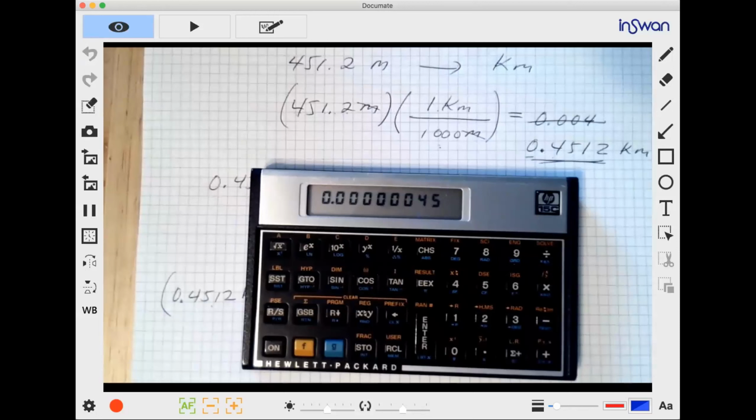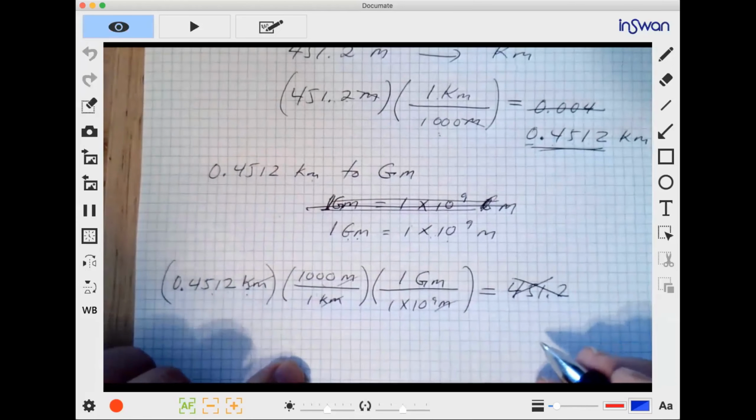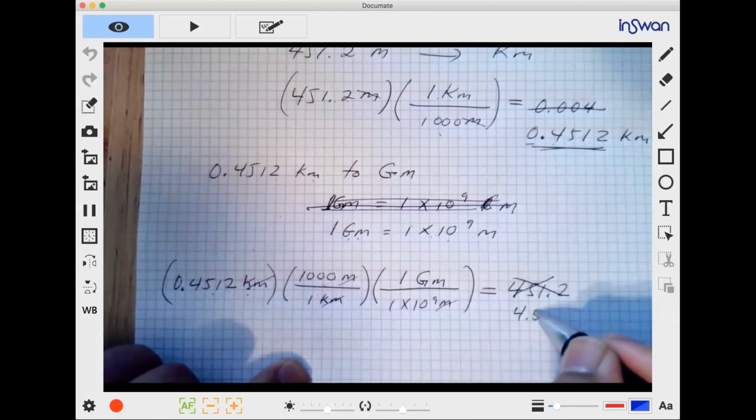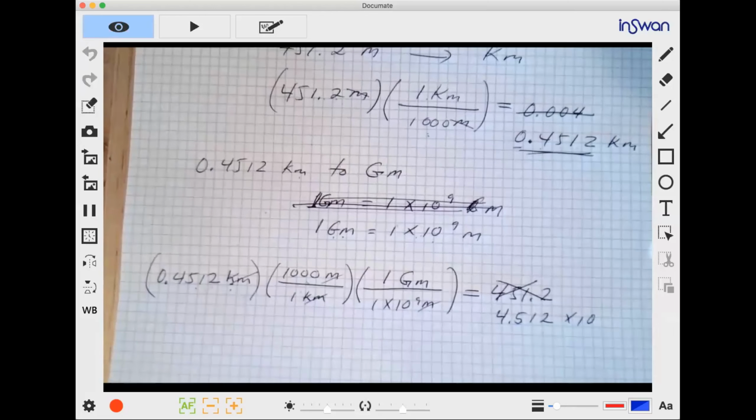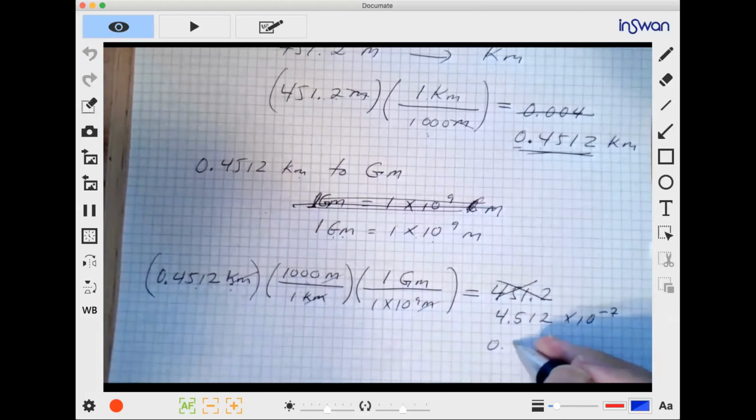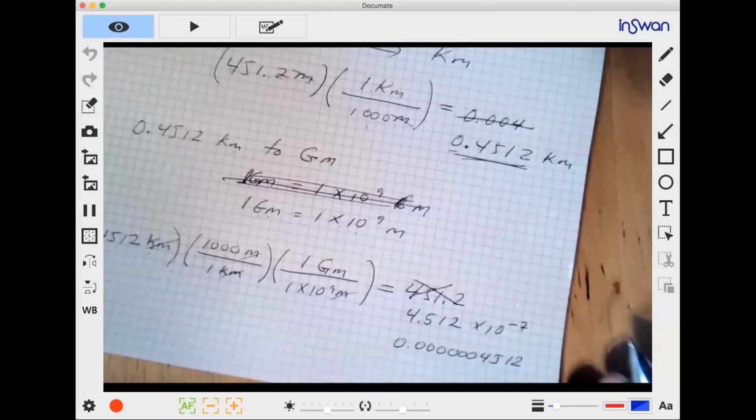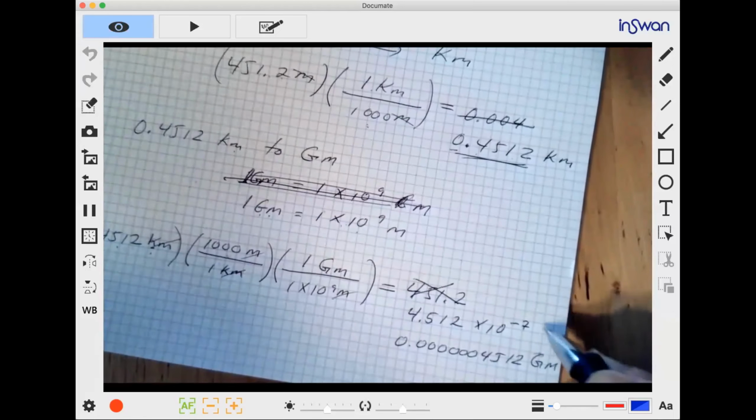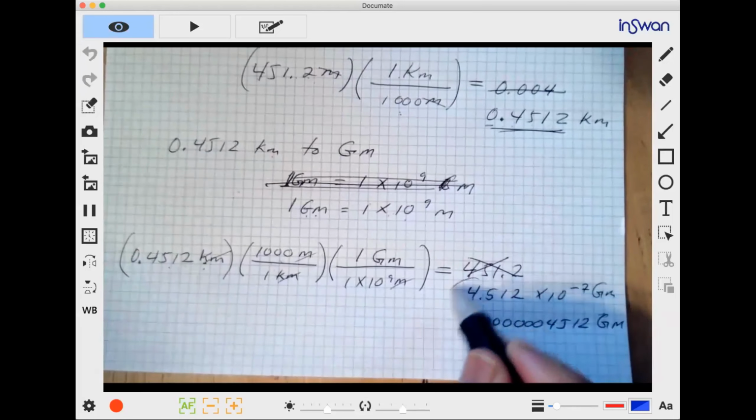0.00000045. And I'll put that in scientific notation in a second. So it's 4.512 times 10 to the minus 7. 1, 2, 3, 4, 5, 6. Yes, to the negative 7. Or 0.00000004512. And the units, we better not forget, gigameters. That's the right answer, everyone.